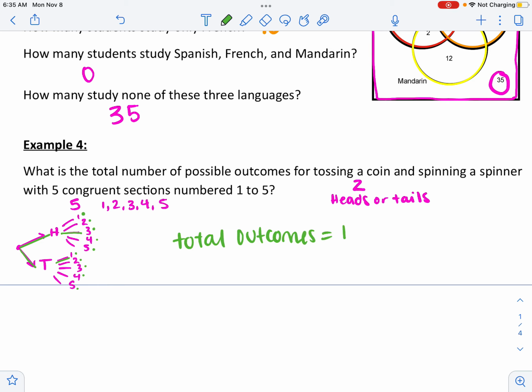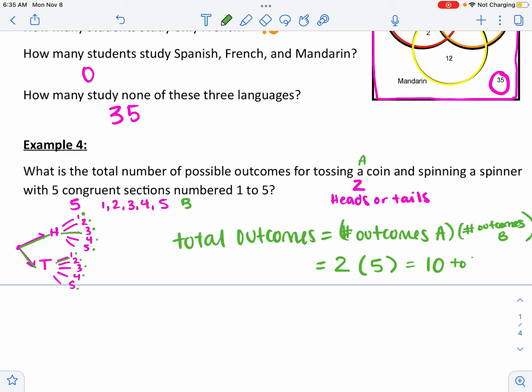I multiply the number of outcomes of A, event A, so let's say that A is flipping the coin, times the number of outcomes of B. And let's say that B is the spinner. So my total number of outcomes here is, well, there's 2 ways to flip a coin, and there's 5 ways to do the spinner. That means 10 total outcomes. So it's much easier to just simplify and find your answer this way, but you can also make one of these diagrams as well.